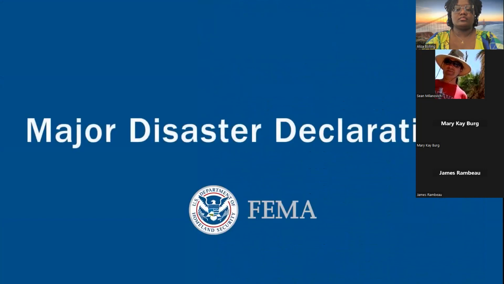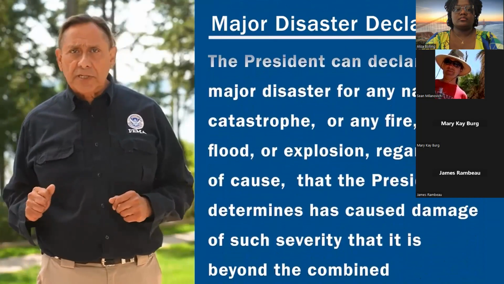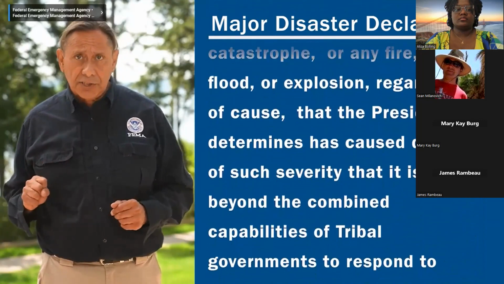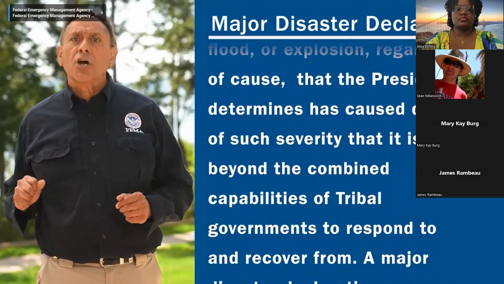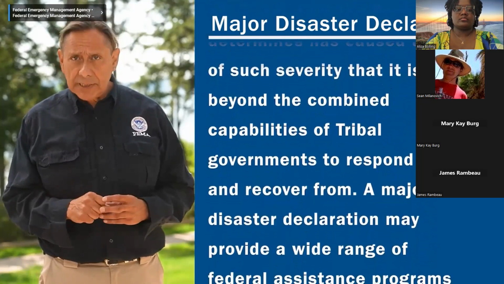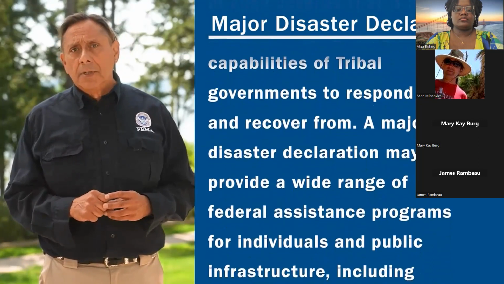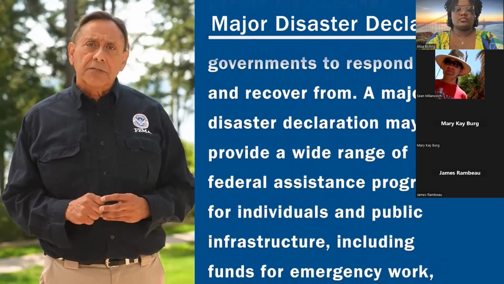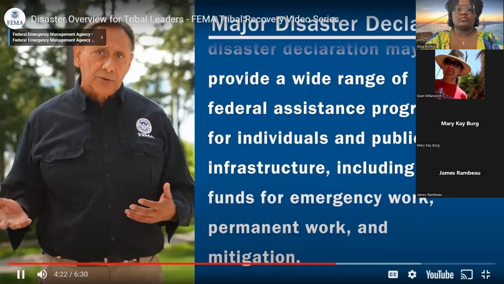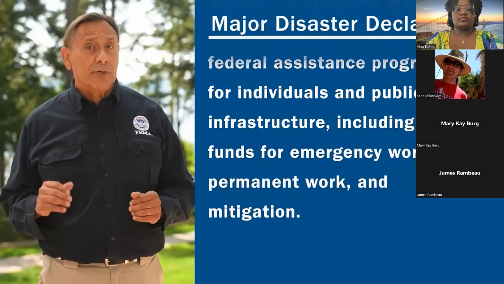Major disaster declarations: the president can declare a major disaster for any natural catastrophe or any fire, flood, or explosion, regardless of the cause, that the president has determined has caused damage of such severity that it is beyond the combined capabilities of tribal governments to respond to and recover from. A major disaster declaration may provide a wide range of federal assistance programs for individuals and public infrastructure, including funds for emergency work, permanent work, and mitigation.